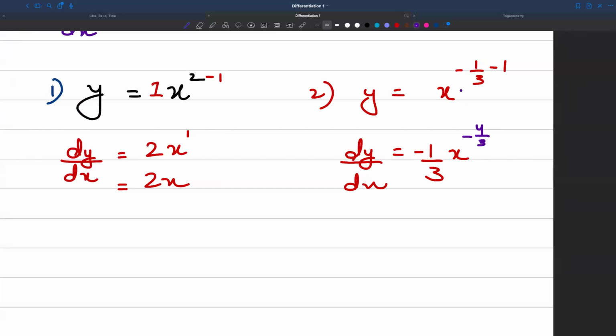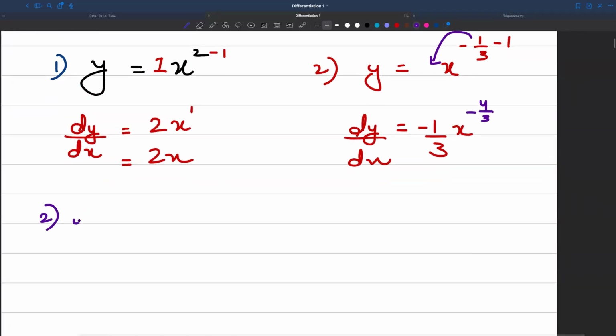Look, this power multiplied over here, and 1 upon 3 minus 1 is what? Minus 4 upon 3, right? So let me give you another example. If you have y is equals to 3x square, dy by dx is equals to 6x.